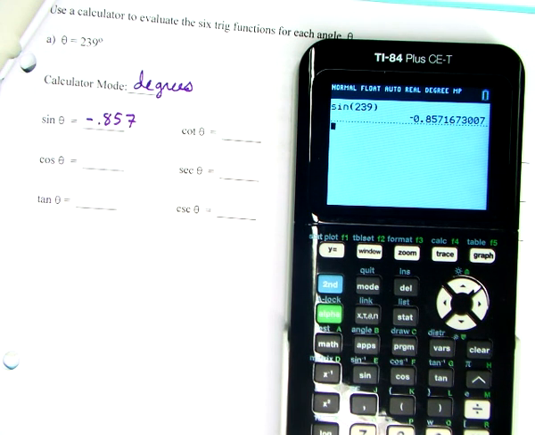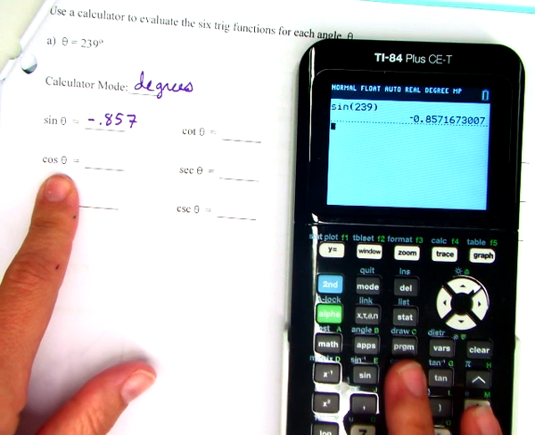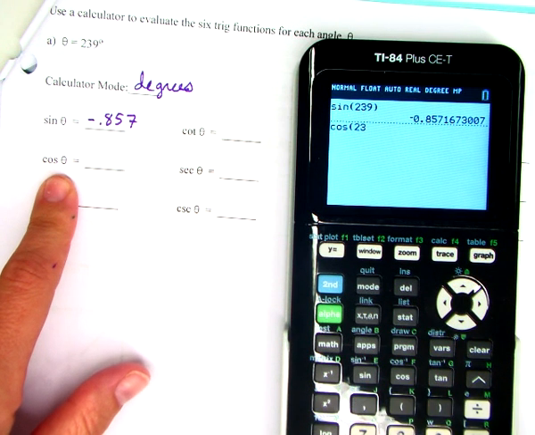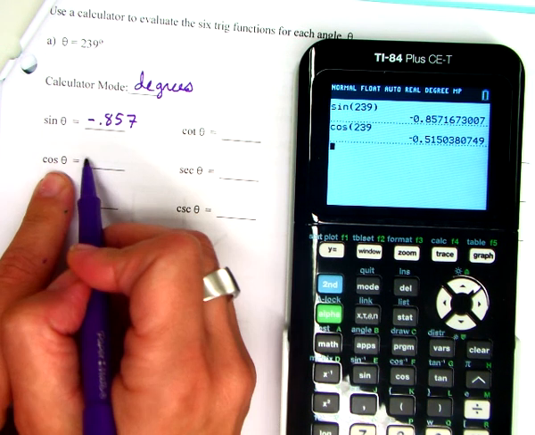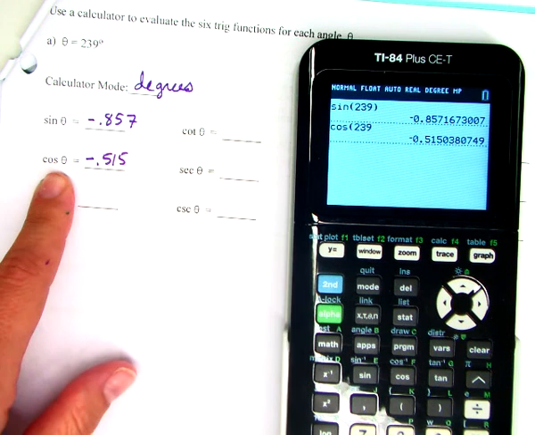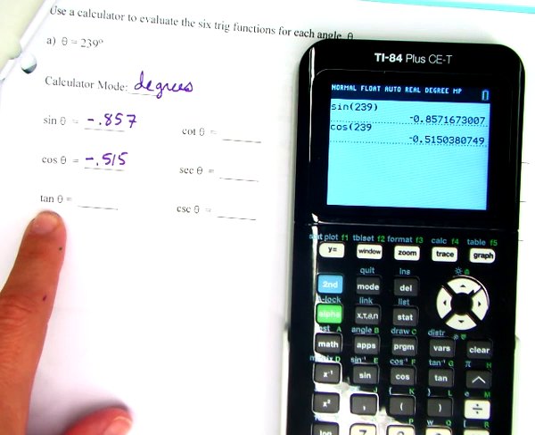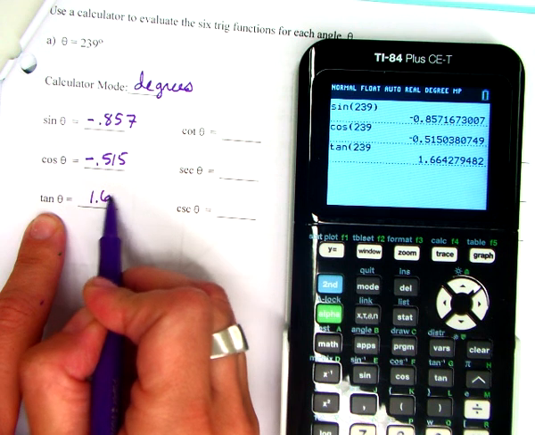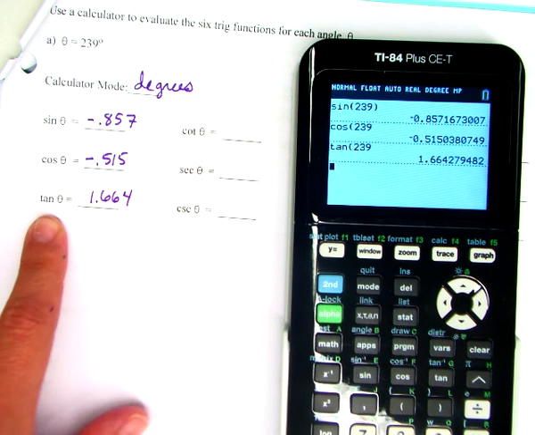All right, so then to do cosine, oh look, there's a cosine button. I just press it. 239, nice and easy. Negative 0.515. And then, oh look, tangent. There's a tangent button. Mr. Rodriguez, why are we doing this? This is too easy. Well, it gets a little harder.